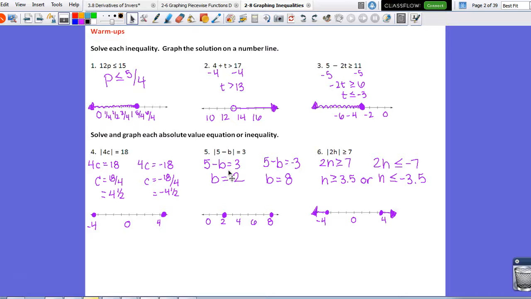You're okay with finding two solutions for absolute values with equal signs and then the absolute value inequality. So this is absolute value of 2h is greater than, or, so this is an or problem. So you have to do the positive and the negative and split the inequality. Questions, comments, concerns? Yes. They're not lines, they're just points because they're equals, so they're just dots. No shading, just solutions.